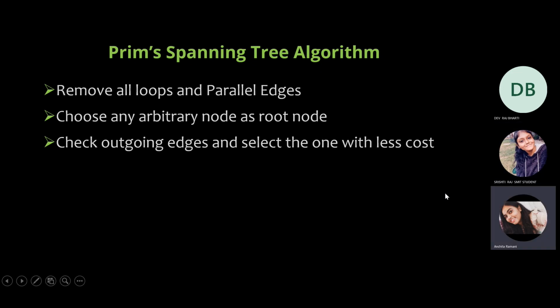The second algorithm is Prim's spanning tree algorithm, which, in contrast with Kruskal's algorithm, treats the nodes as a single tree and keeps on adding new nodes to the spanning tree from the given graph. The three steps for this algorithm are: step 1, remove all loops and parallel edges. Step 2, choose any arbitrary node as root node. And step 3, check outgoing edges and select the one with the least cost.